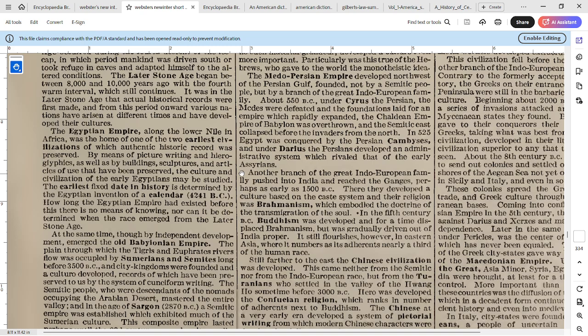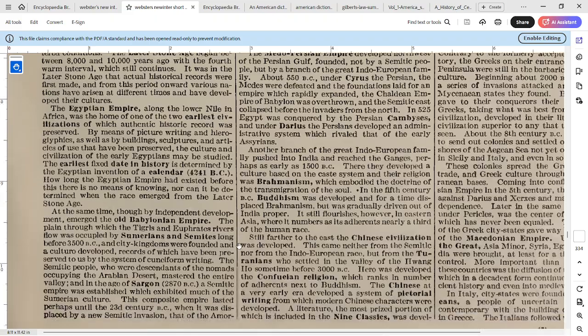Another branch of the great Indo-European family pushed into India and reached the Ganges, perhaps as early as 1500 BC. There they developed a culture based on the caste system, and their religion was Brahmanism, which embodied the doctrine of transmigration of the soul. In the 5th century BC, Buddhism was developed and for a time displaced Brahmanism, but was gradually driven out of India proper. It still flourishes, however, in Eastern Asia, where it numbers as its adherents nearly a third of the human race.